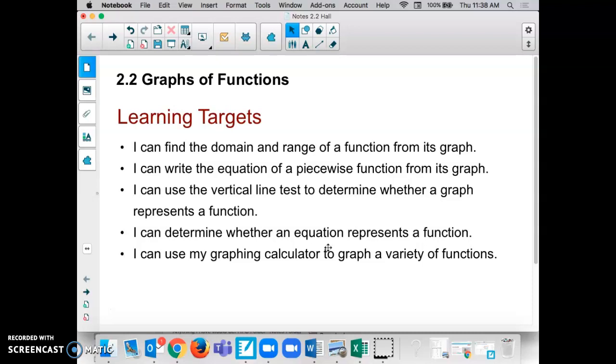I can determine whether an equation actually represents a function. Is an equation actually a function? And then making use of the graphing calculator, the TI-84 or 89, to graph a variety of functions.